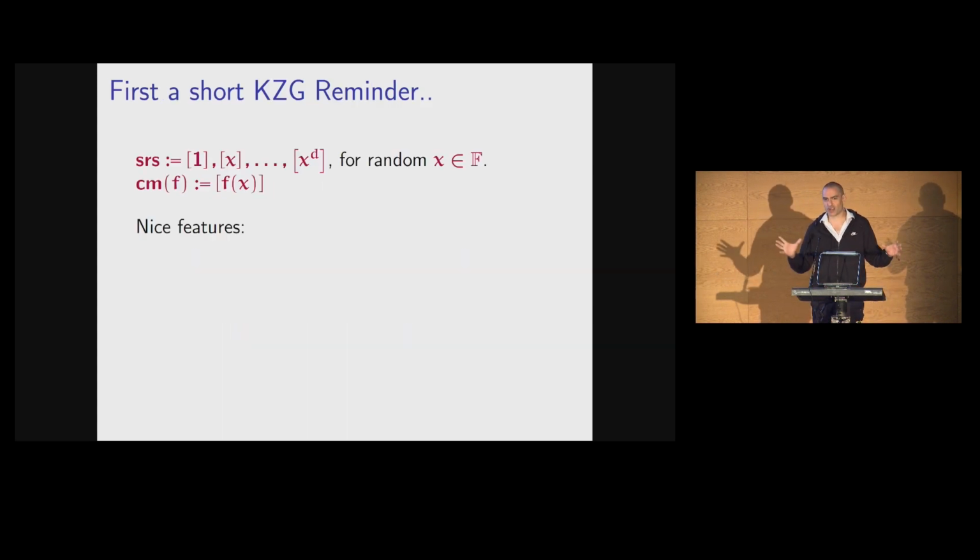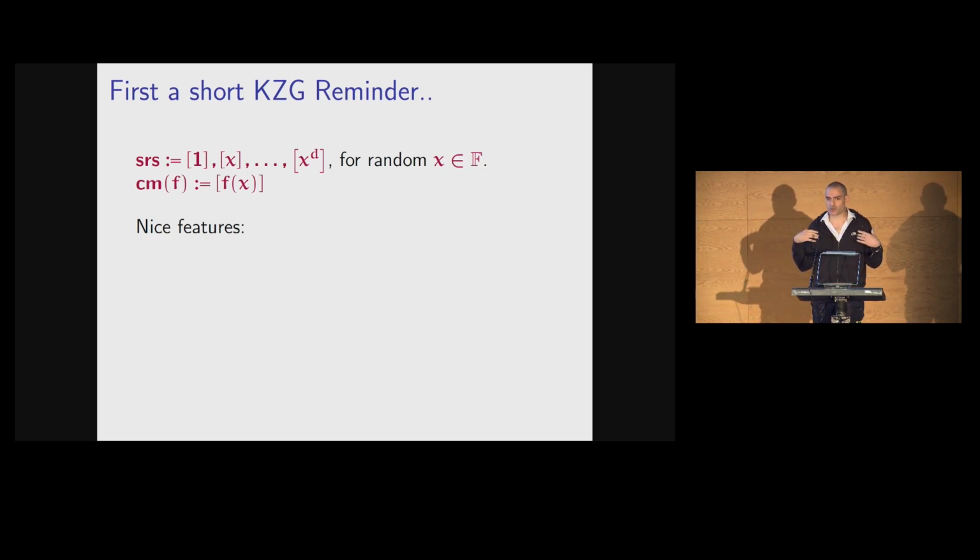So before describing this third chapter of the trilogy, let's do a short KZG recap. The KZG polynomial commitment scheme, which I imagine most of you are familiar with, the basic idea is this is what's called the trusted setup. We generate somehow in a protocol a string of group elements where in the exponent we have the powers of some secret x.